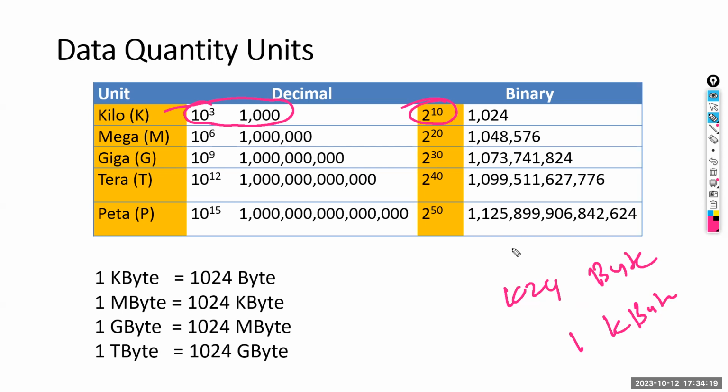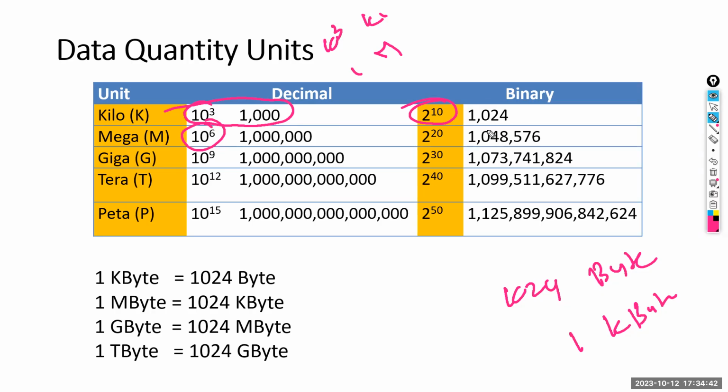Okay. So then we have mega. In the general case, like length and so on, we use 10 to the power 6 as mega, or 1000 kilo is mega, or 10 to the power 3 kilo is 1 mega.